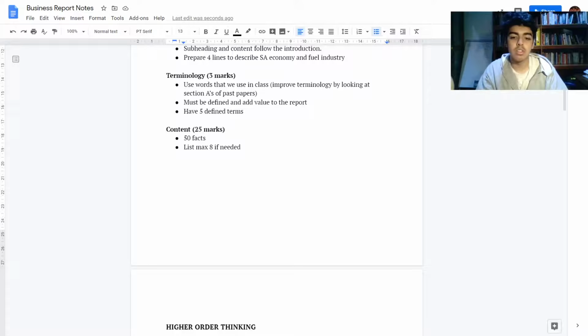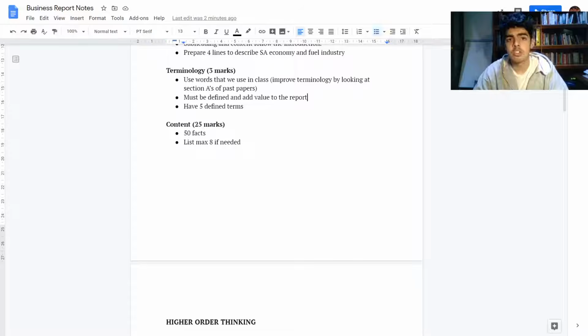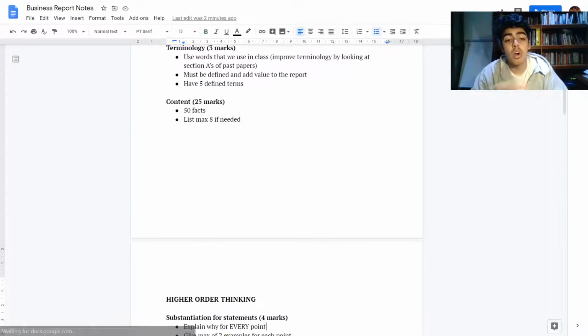If you know that usually you write a 4-page business report and you're always short, at the end of your report, before you sign off, date compiled by and whatever, you need to list 8 facts, just to make sure that you've got your 50 facts and you don't lose marks there. But if you don't lose marks on content, I don't suggest listing unless you know that your report is really short. Then maybe you should list, because sometimes listing takes away marks from your higher order thinking.